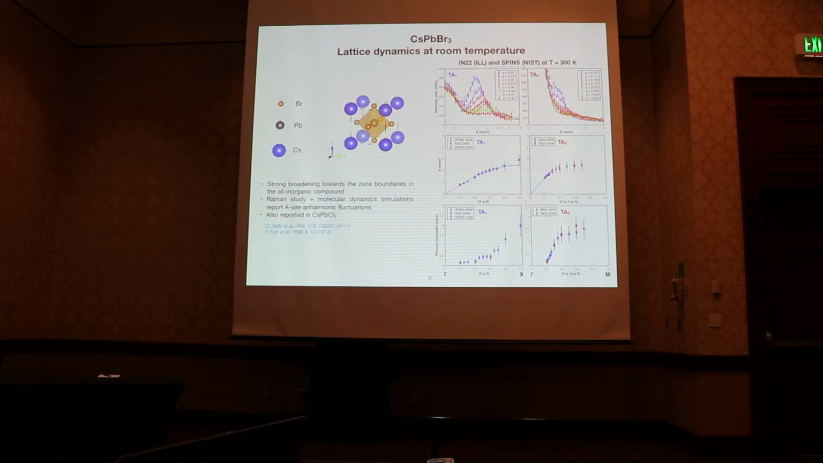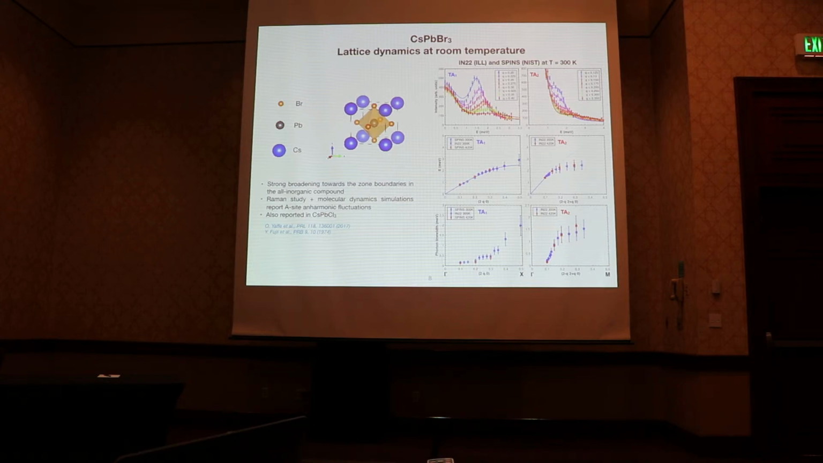It's also interesting to compare this to the all inorganic counterpart. This is cesium lead bromide, which has the same structure, except that you have a cesium ion on the A site. In this compound, we also have measured TA1 and TA2. And again, we can see a strong damping or a strong broadening of the phonon modes towards the zone boundaries. And again, it's the most dramatic around the endpoint.